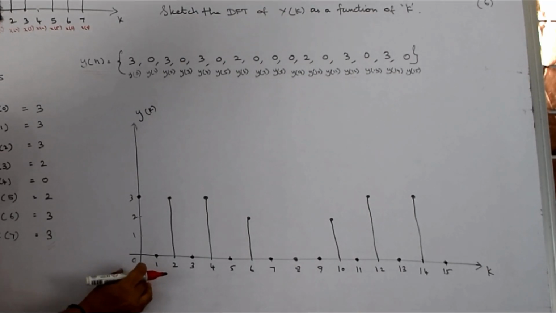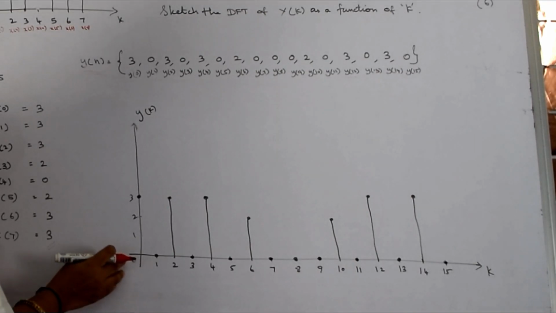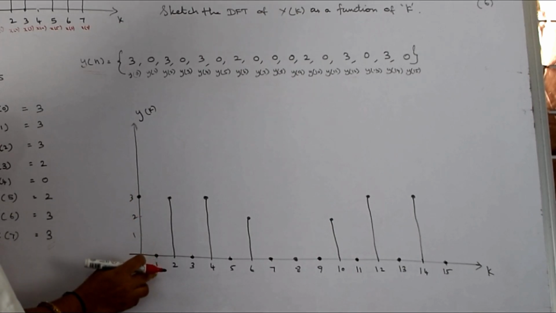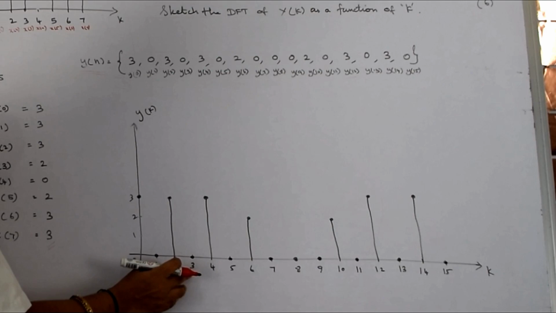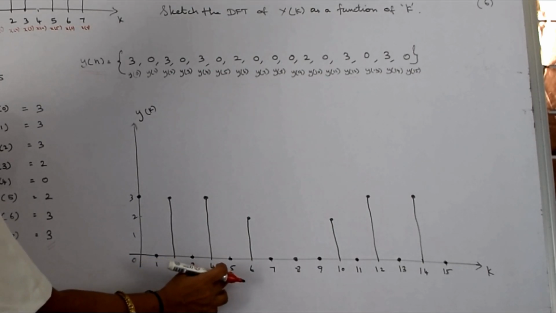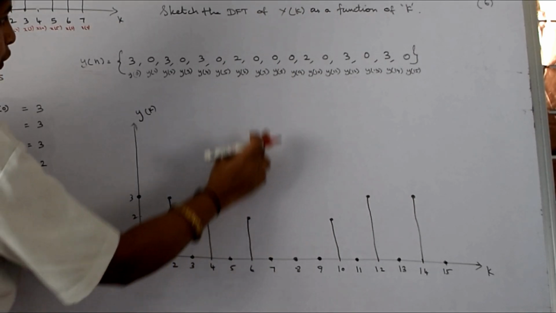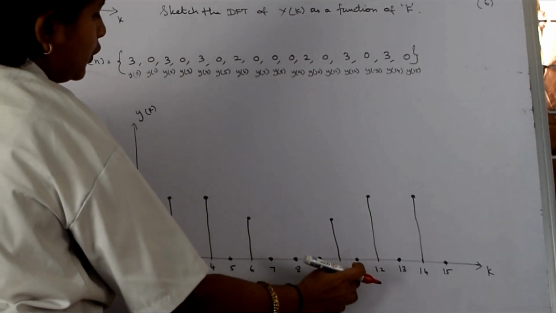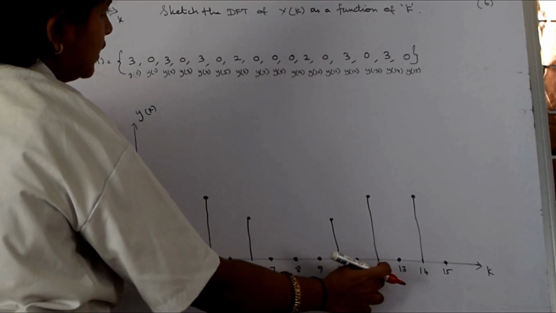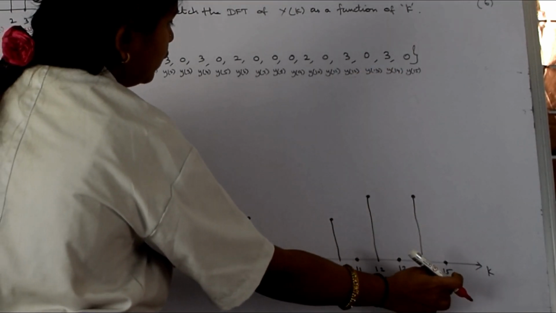So here I have taken the values from 0 to 15 for the y of n sequence. So here for y of 0 we will be having 3, y of 1 it is 0, y of 2 it is 3, y of 3 is 0, y of 4 is 3, y of 5 is 0, y of 6 is 2, y of 7 is 0, y of 8 and y of 9 is also 0. So y of 10 is 2, y of 11 is 0, y of 12 is 3, y of 13 is 0, y of 14 is 3 and y of 15 is 0.